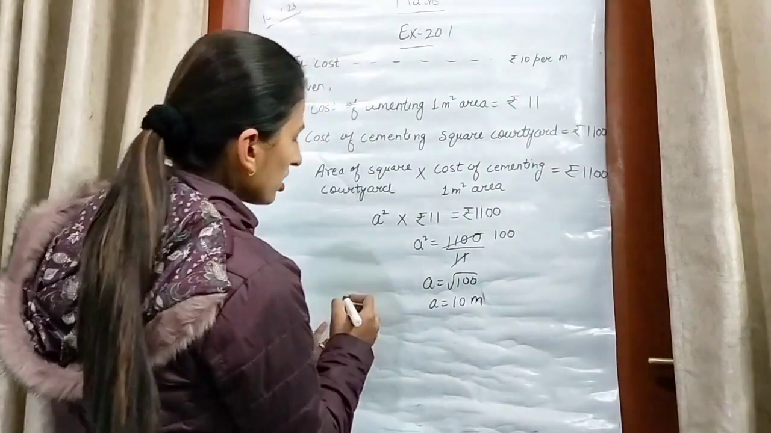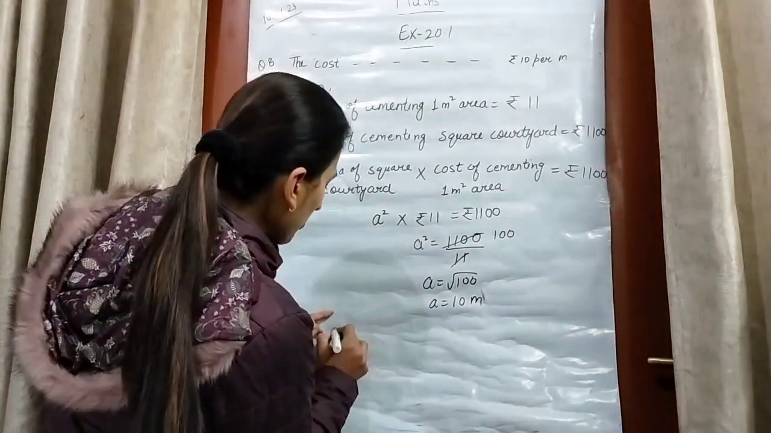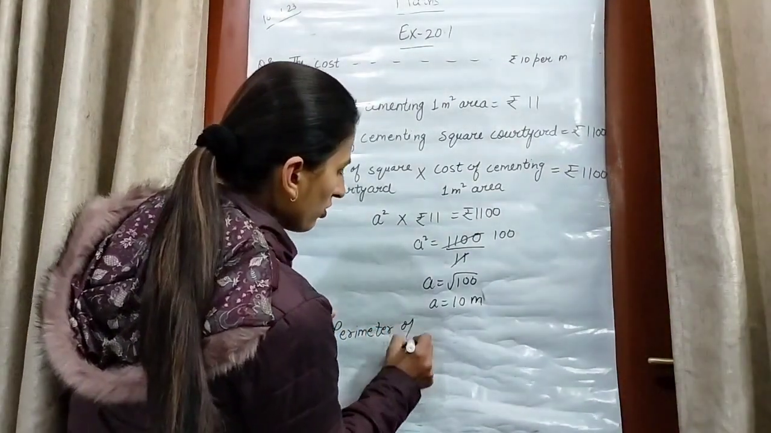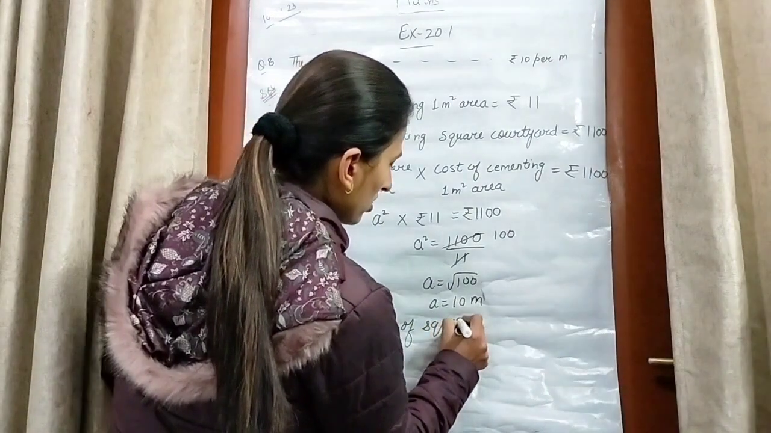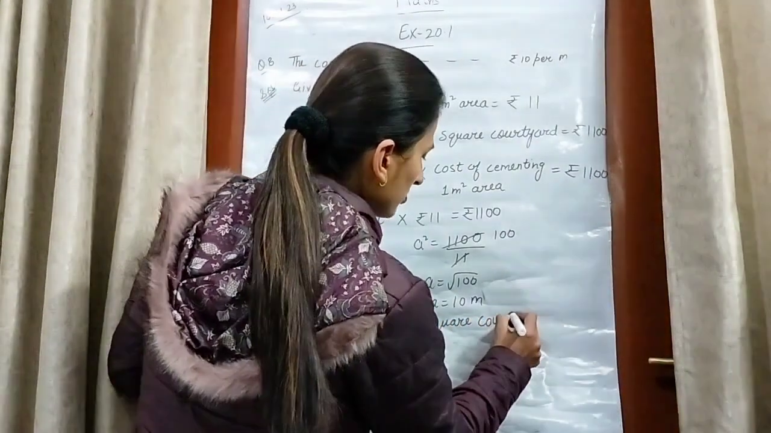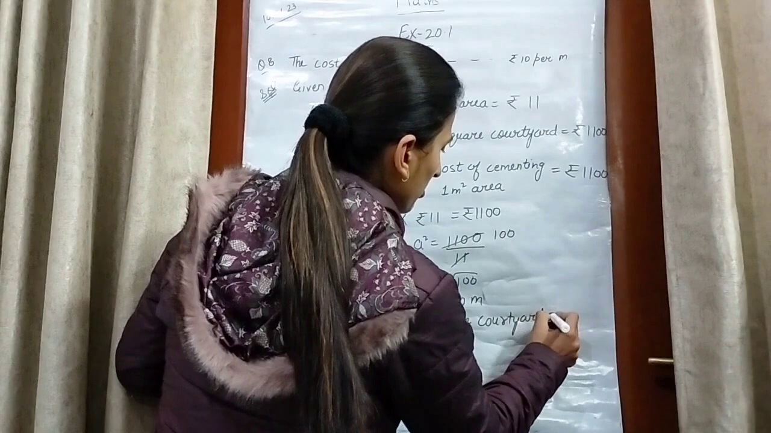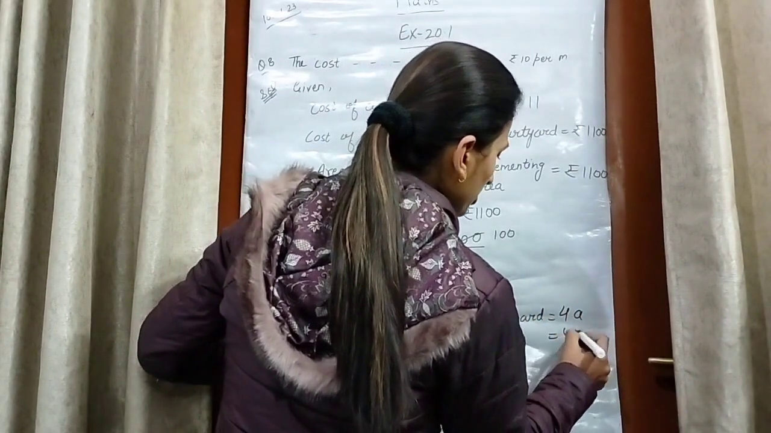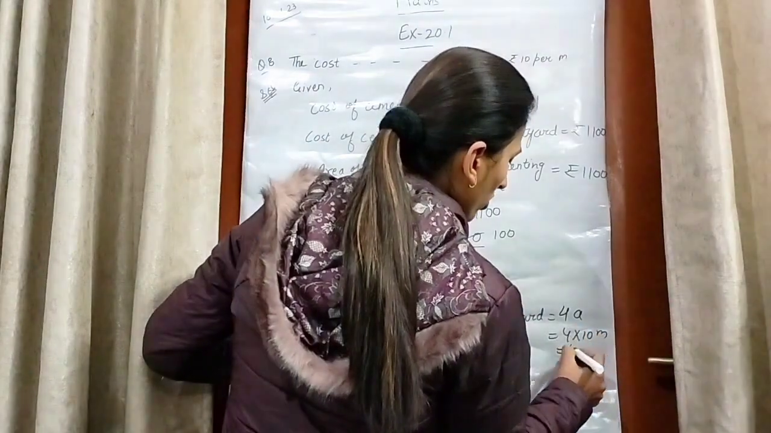Now we have to calculate the perimeter of the square courtyard. Perimeter of the square courtyard will be 4a, correct? 4 into 10 meter will be 40 meter.